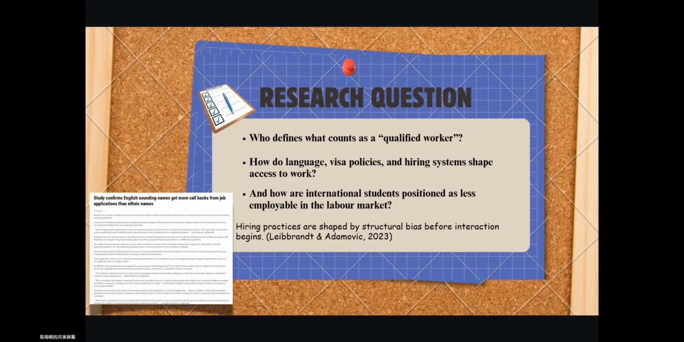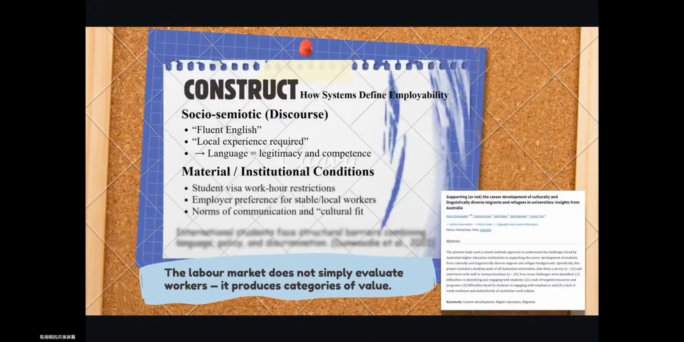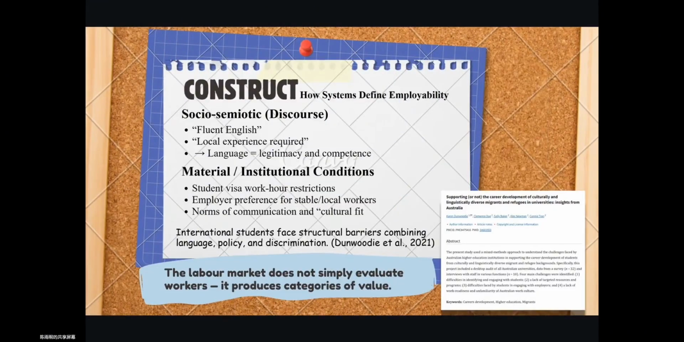Research shows that hiring is not purely based on ability. For example, applicants with English-sounding names are more likely to receive interview callbacks. This suggests that employability is shaped even before interaction begins. To understand this, we look at how employability is constructed. At the level of discourse, terms like fluent English and local experience act as signals of legitimacy, defining who appears competent. At the institutional level, international students face visa restrictions, while employers prefer stable and locally familiar workers.